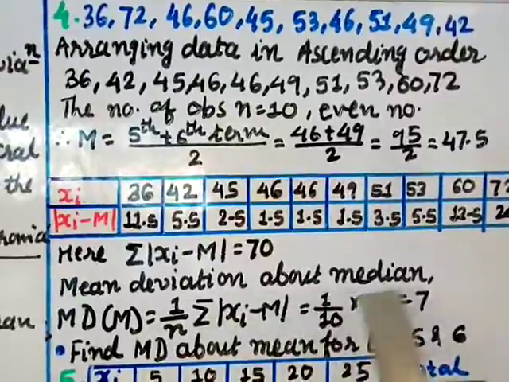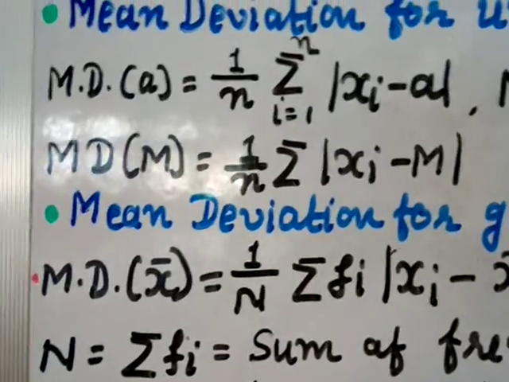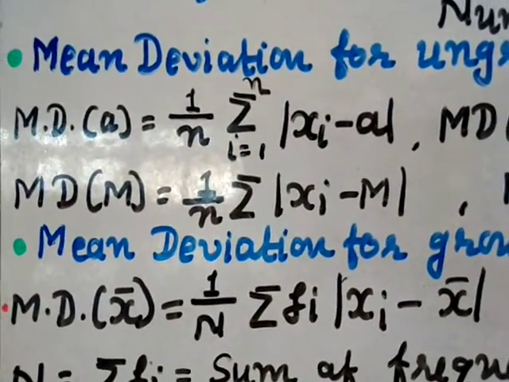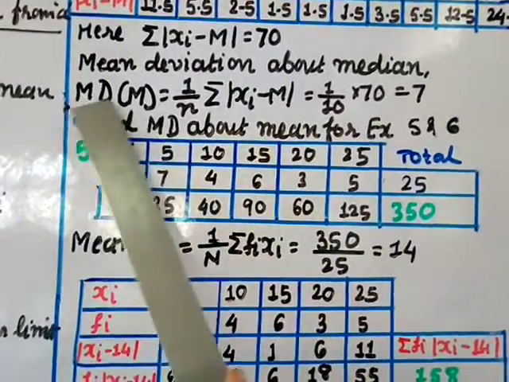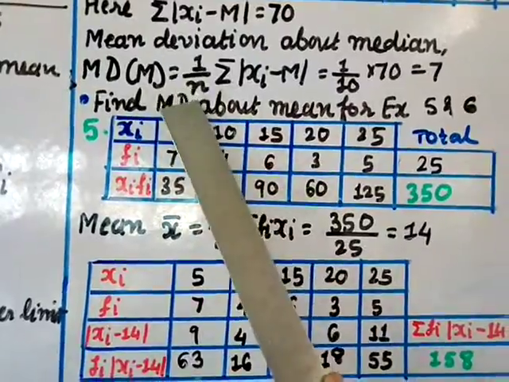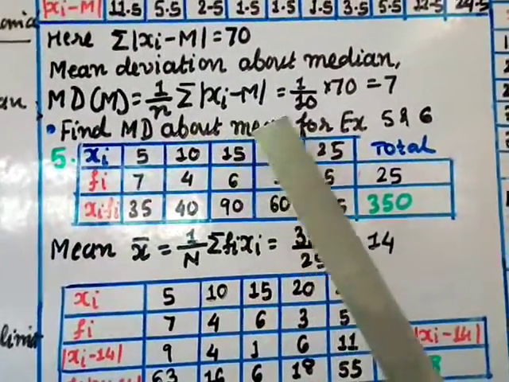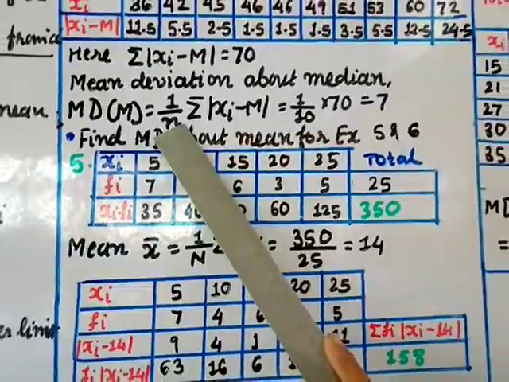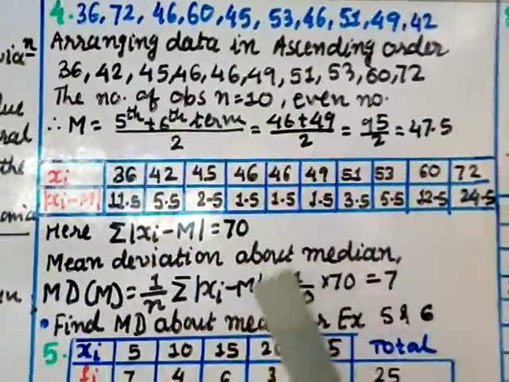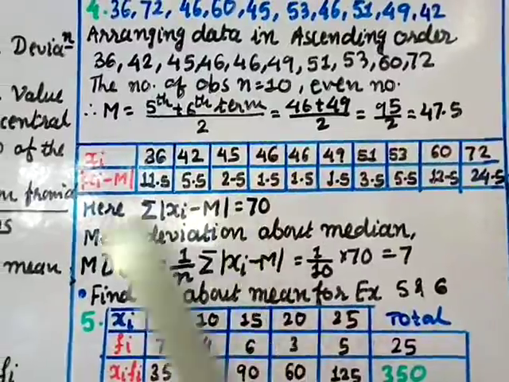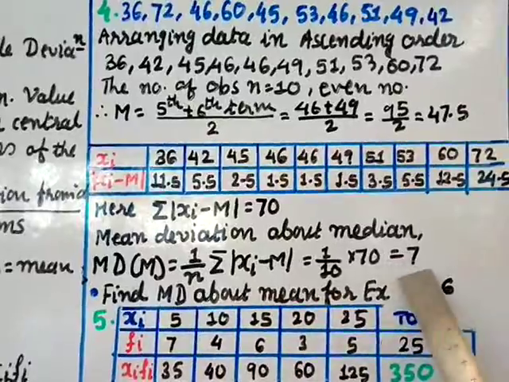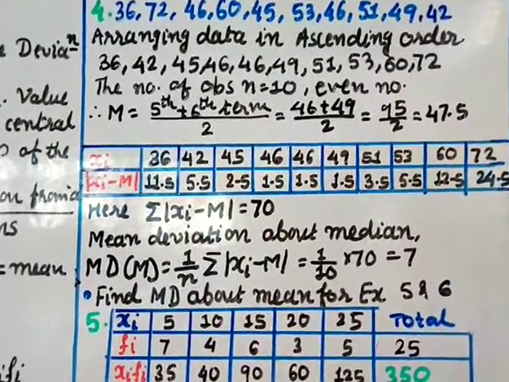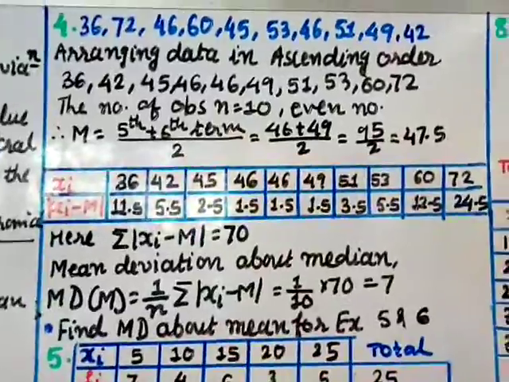Now the mean deviation about the median, the formula I have given you before. So use this formula: MD about median equals 1 by n sigma modulus of xi minus m. The formula is written here: MD means mean deviation about median, equal to 1 by n sigma modulus of xi minus m. The number of observations is 10, so write 10, into the sum total, which is 70, so write 70, divide by 10, so you get 7. So the mean deviation about the median for the given data is 7.